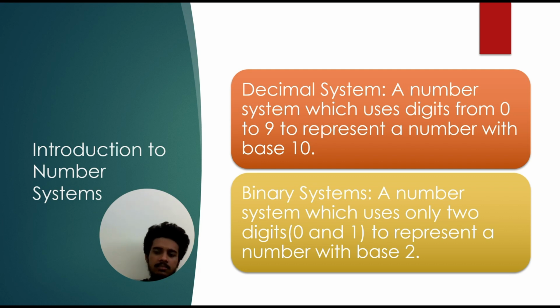Whereas in the binary number system, we use only two digits. They are 0 and 1, and they are represented with base 2. So examples for the decimal number system are 309, 309.65, like that. And for the binary number system, 10, 101 and 101.01. Means we are using only 0 and 1 in the binary system and all the digits from 0 to 9 in the decimal system. So this is our number system.